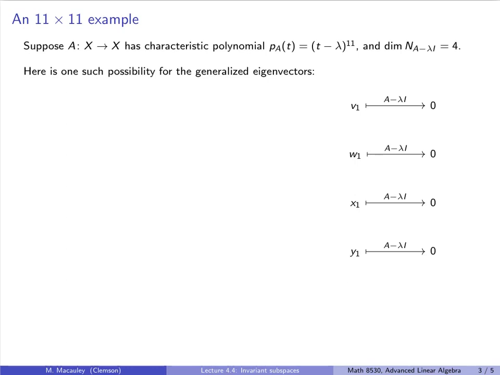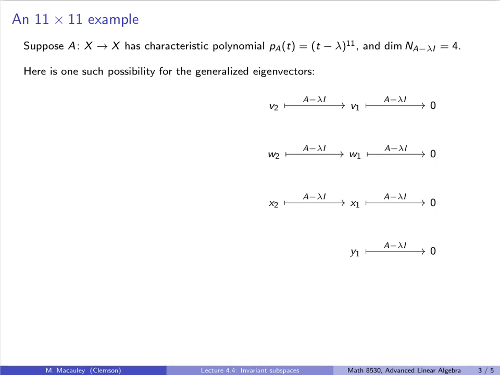So now we can look for generalized eigenvectors. It may be the case that there is some V2 that gets mapped to V1, or some W2 that gets mapped to W1, and so forth. We can ask whether or not any of these things, or all of them, have some preimage under A minus lambda I. Let's suppose that 3 of them do, and 1 of them does not. Let's call these generalized eigenvectors V2, W2, and X2.